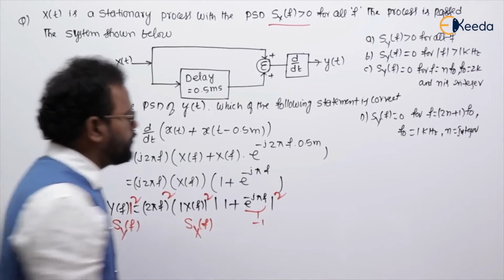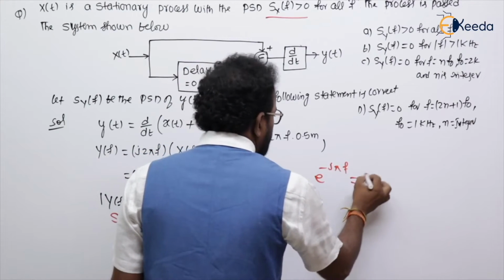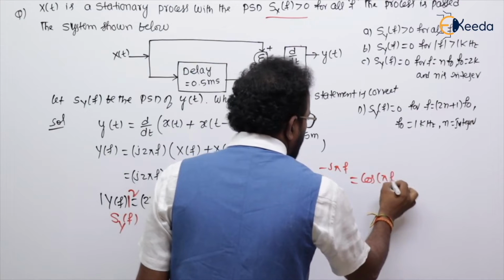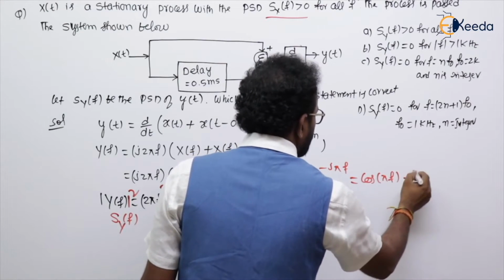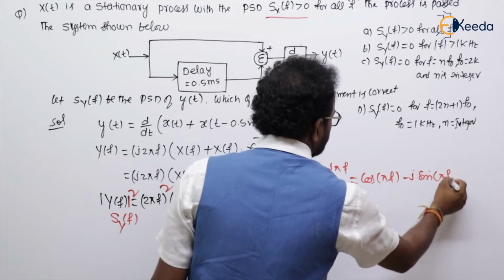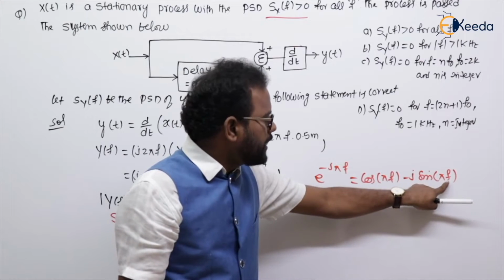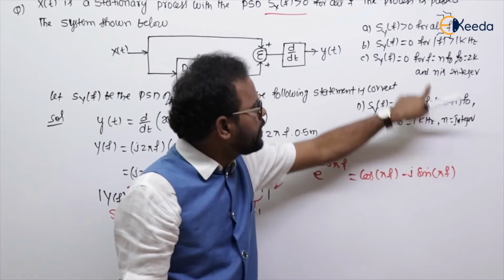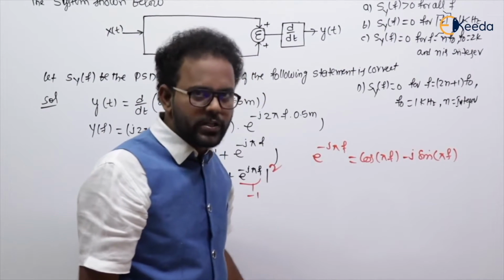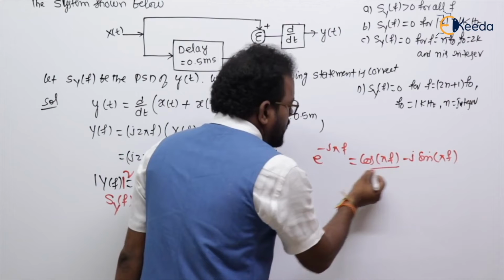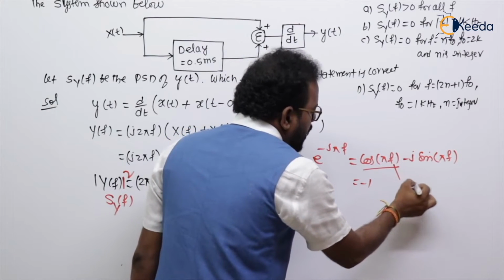What is this term? If you take e power minus j pi f, if I expand, this is cos pi f plus, minus is there, so minus j sin pi f. Are you getting my point? Now, whatever may be the f value, whether even values or odd values or any value, always this sin pi f value will be 0. Remaining is cos pi f. When it will be -1, whenever f is an odd multiple.